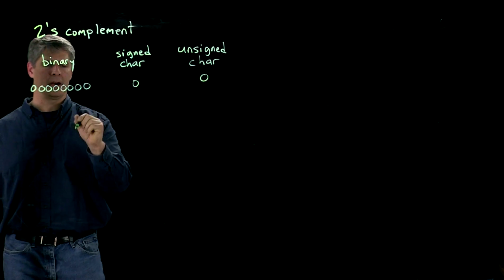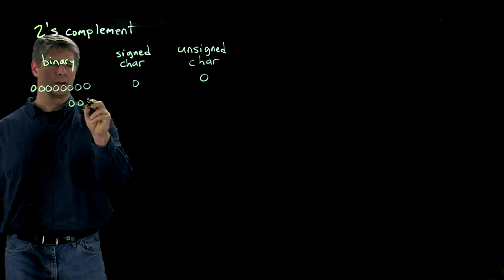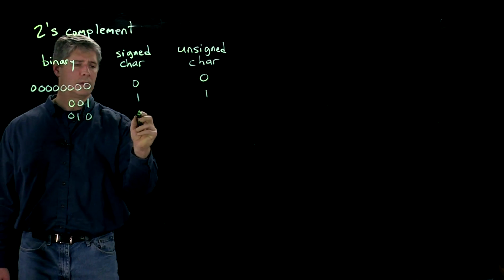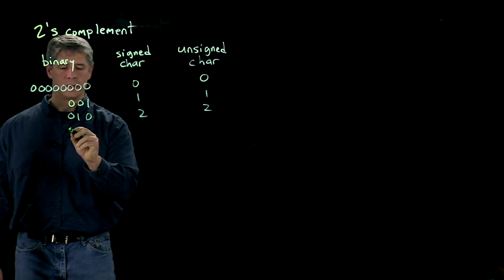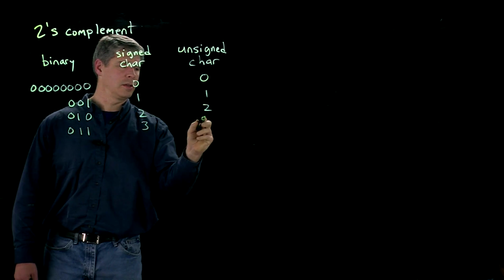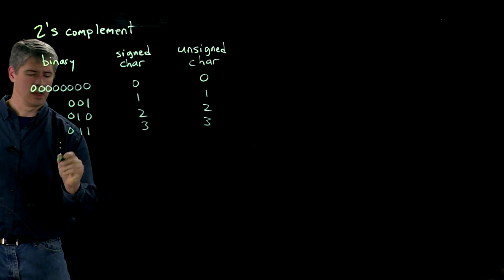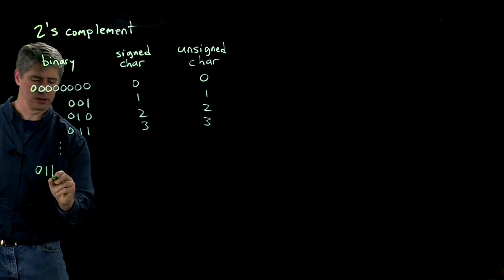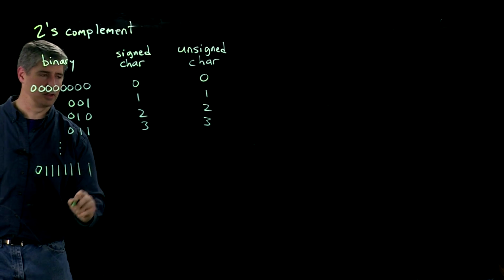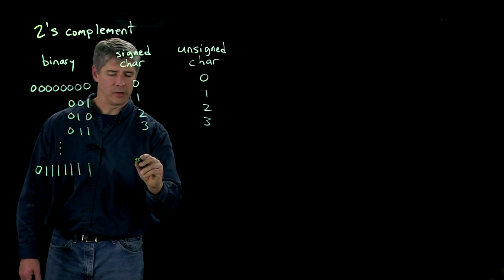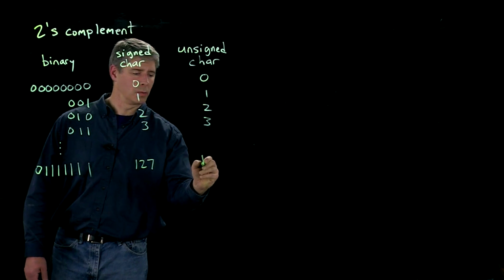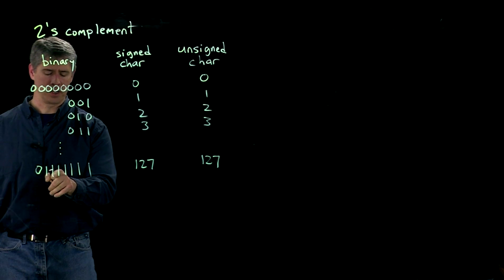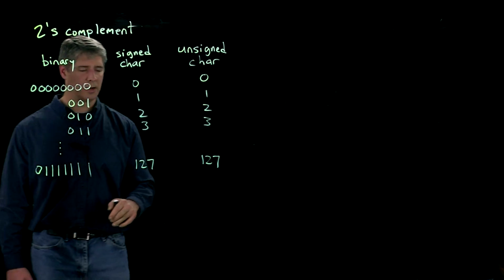As we count up from there, these last digits become 0, 0, 1, value 1, and so on, until we get down to 0 and 7 ones. Where the value now will be 127 and 127, because we've got a 64 plus a 32 plus a 16, etc.